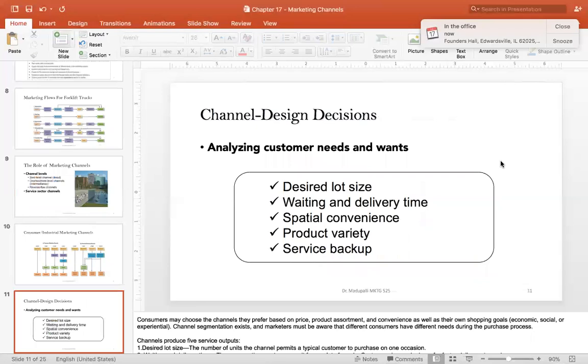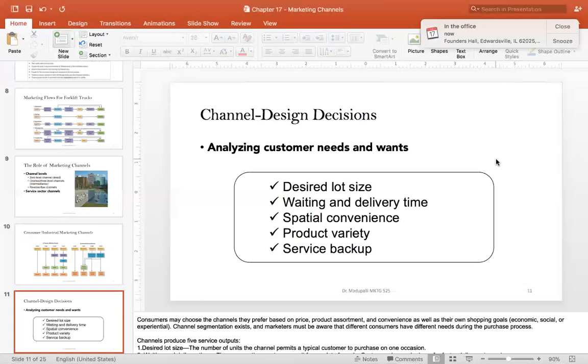In terms of channel design, there are different decisions people in organizations need to make. The first step, before coming up with a particular design, is to analyze consumer needs and wants. Consumers may choose the channels they prefer based on price. They may choose the channels based on what kind of products they have, or convenience, how easy it is for them to shop. So their own shopping goals also have an effect. Like, is it economic or experiential or social? Especially this is in the consumer segment.